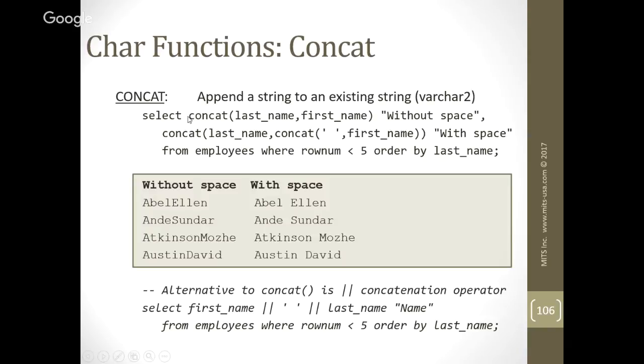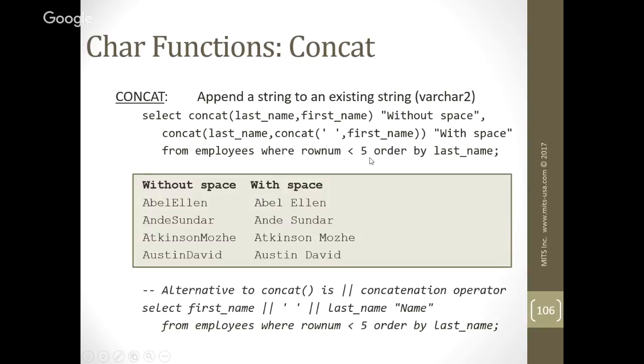So when you read this select statement here, it's saying concat last name, first name without space. So this is what you get without space. This is the first expression right here. The second expression includes this space character and says that the name of the display column is going to be with space. So here you have a space in between first and last names. And it says from employees where row num is less than 5.